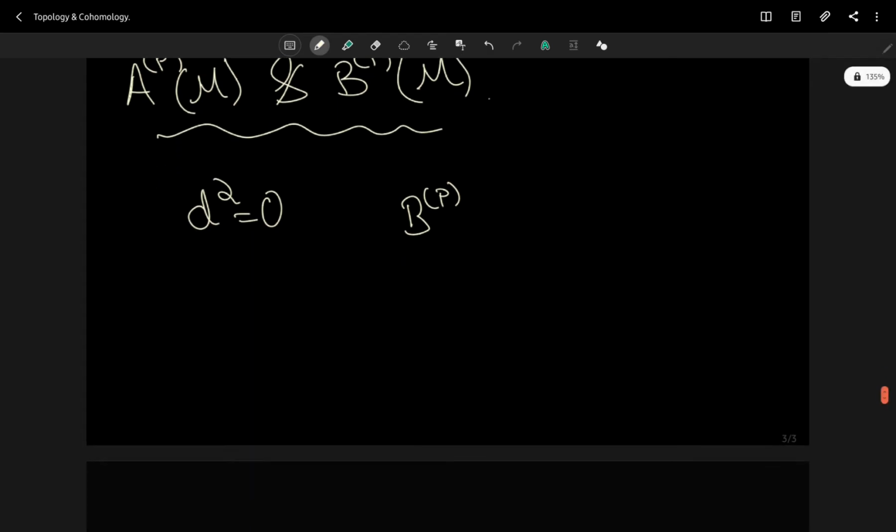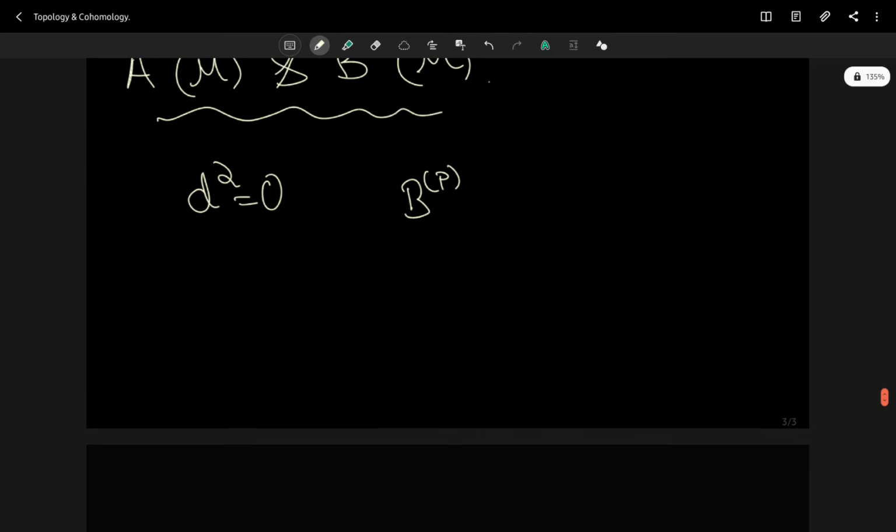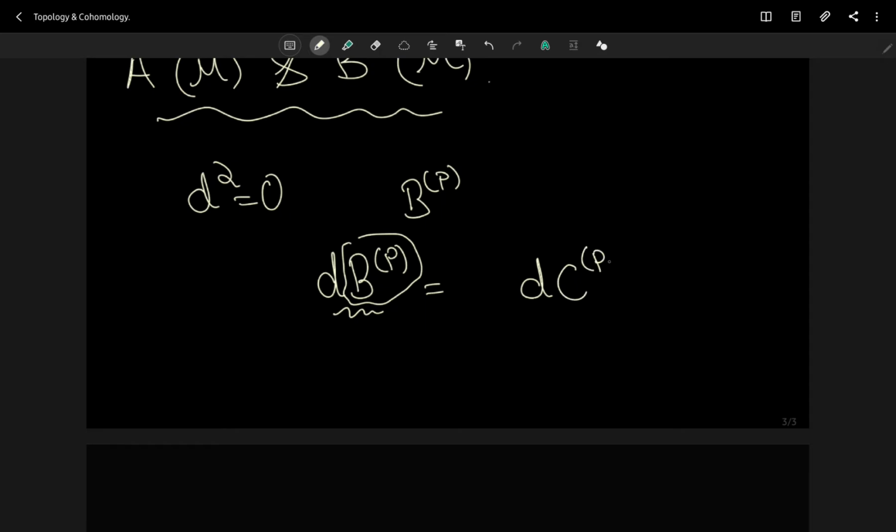And that is simply because this thing, d b of p, what is that equal to? You know that this b of p is d c p minus 1. And then you add this d to it, so that is the square of your derivative.